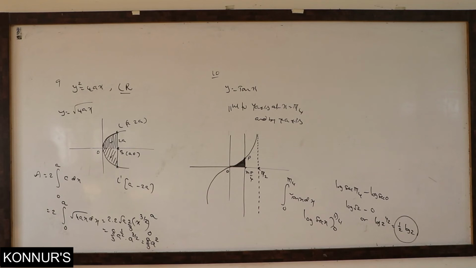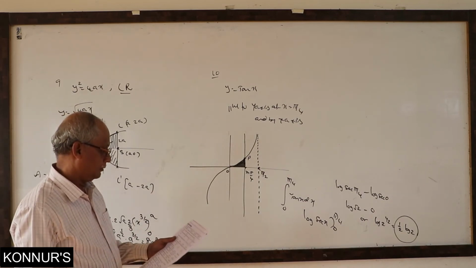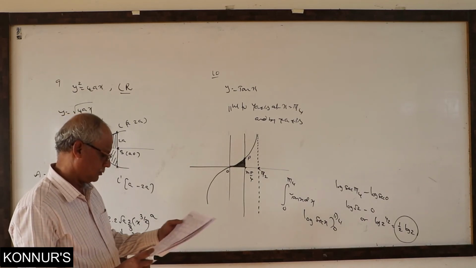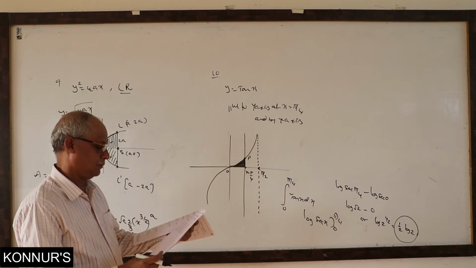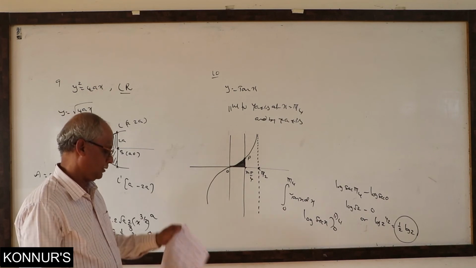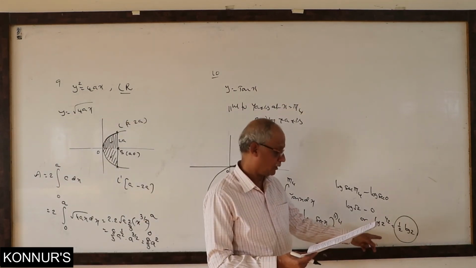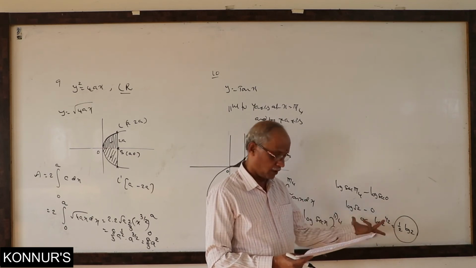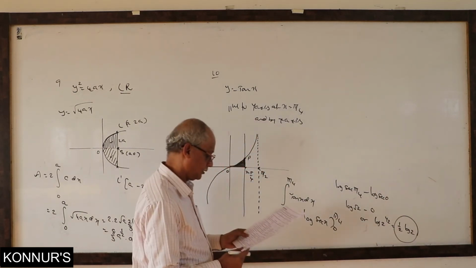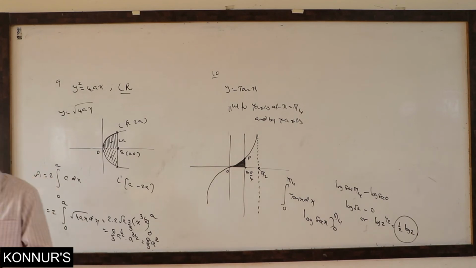Log root 2. Nothing is mentioned. Half is not there. None of the above. That is the problem, you cannot help it. Because the first option is only 1 by 4, the second option is log root 2 plus 1 by 4, and the third, minus 1 by 4, is not there. So none of the above must be the answer. This is about tracing the curve.